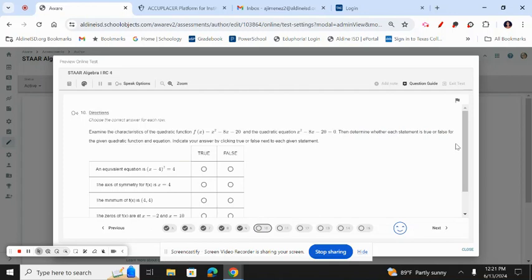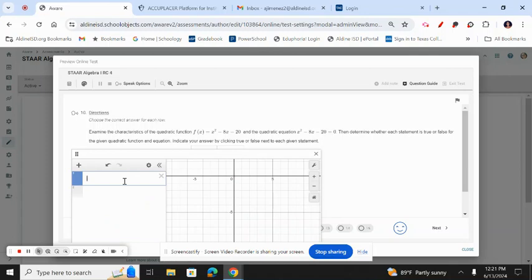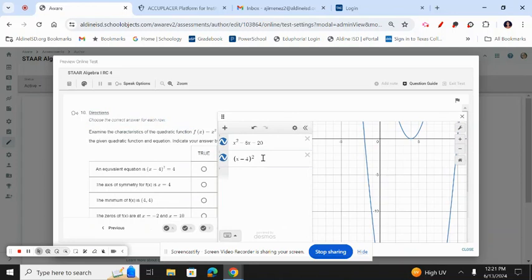Alright, it gives you the characteristics of a function and the characteristics of the equation. Determine which statement is true or false. Okay, an equivalent equation is x minus 4 squared equals 4. Alright, well, let's type them in. They're both the same thing. The only thing is that the equation was actually setting it equal to 0 and telling me, hey, I want you to tell me what the x-intercepts are. Well, we just need to match this up and see if it matches what they said. That should be x minus 4 squared, if I'm not mistaken, that's what it said, equals 4.